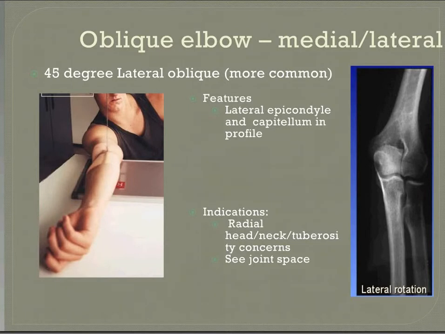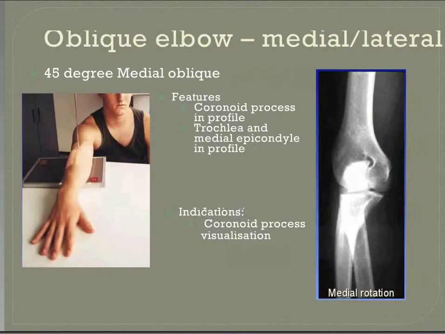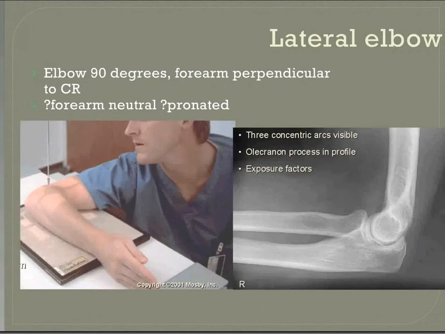with the aim to try and have a better view of the radial head, or the proximal radius, and also the joint space. In contrast, a medial oblique, which is hardly done, is to look at the coronoid process, and is done in this way. Oh, sorry, here's my lateral. As I said, the forearm and the distal humerus at the same level, with the overlap of the distal humerus.